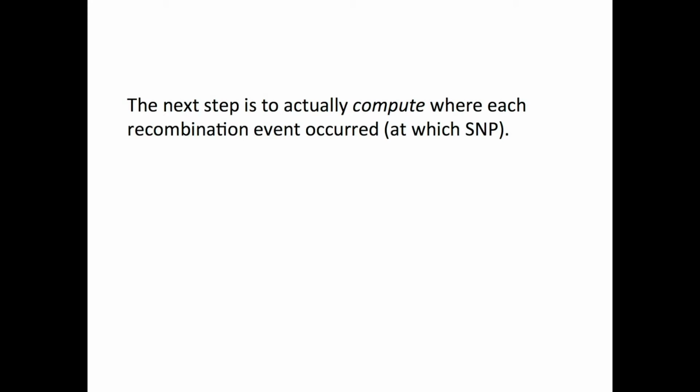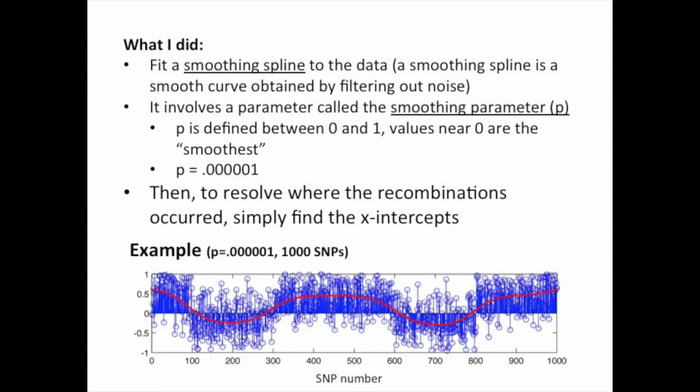Based on the data I've been showing, it's pretty easy to intuit where recombination is occurring, but the next task is to compute that. This was not straightforward because, again, the data is so noisy. What I did was fit a smoothing spline. A smoothing spline is a smooth curve obtained by filtering out noise. It involves a parameter p, the smoothing parameter. And what you can do is simply take the x-intercepts at this point to determine the locations of recombination.